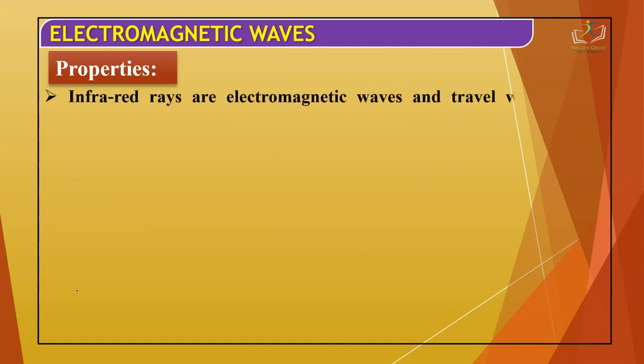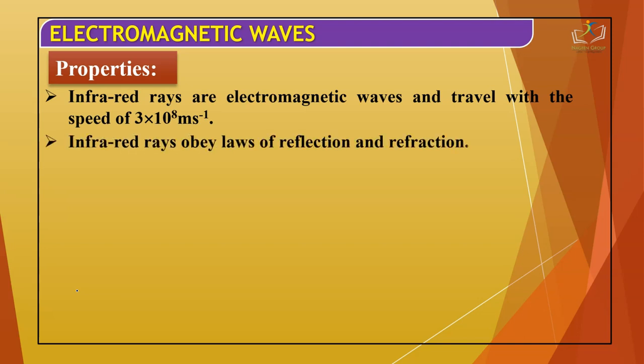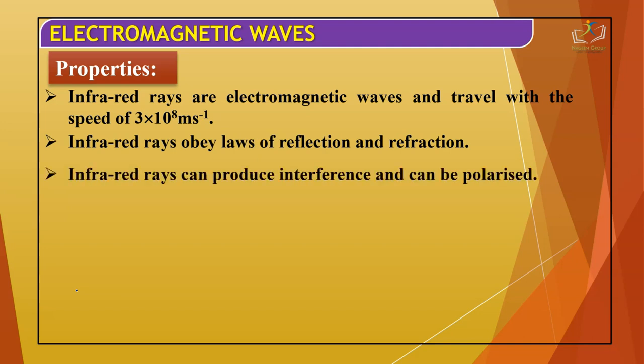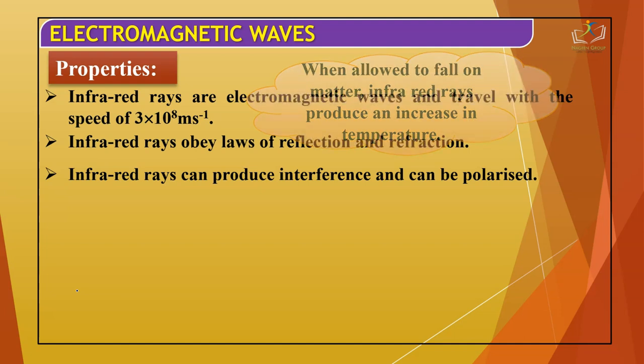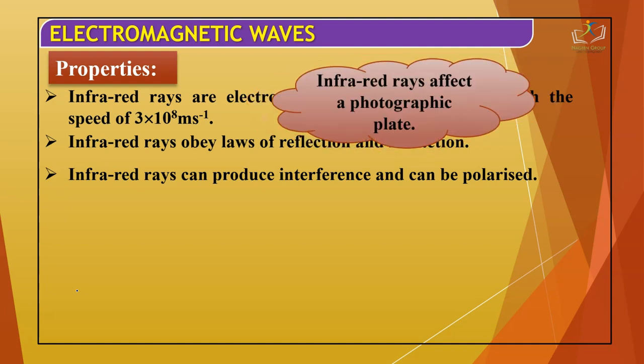Properties of infrared rays: they are electromagnetic waves and travel with the speed of light. Infrared rays obey the laws of reflection and refraction. Infrared rays can produce interference and can be polarized also. When they fall on matter, infrared rays increase the temperature. Infrared rays also affect the photographic plate.